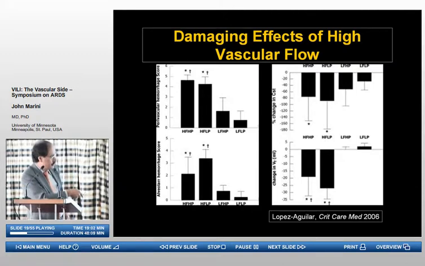A similar preparation was used by Luis Blanc, Lopez Aguilar and colleagues in 2006, where they were trying to separate out whether it was the vascular pressure or the vascular flow which was important. And in summary, they found that the high flow states that are associated with a gradient across the alveolus at the microvascular level were associated with hemorrhage and edema.